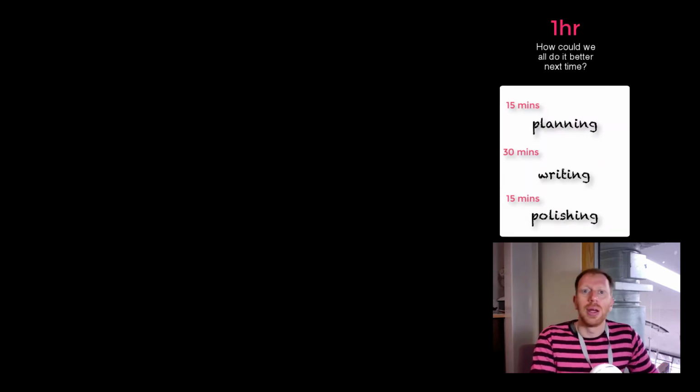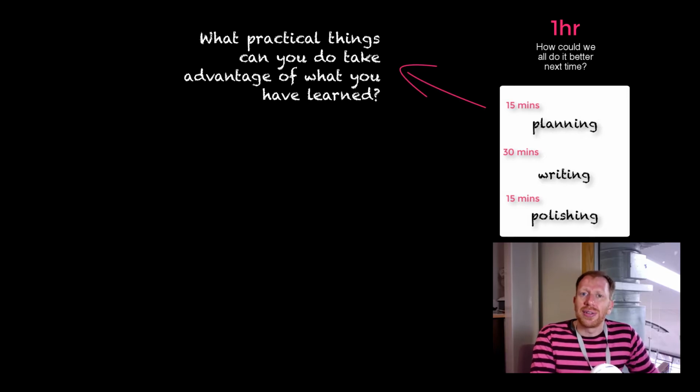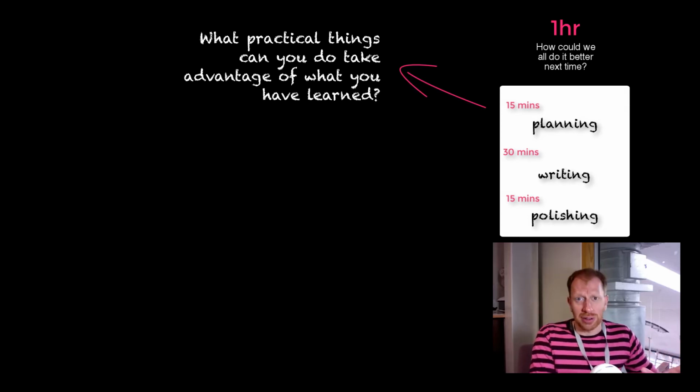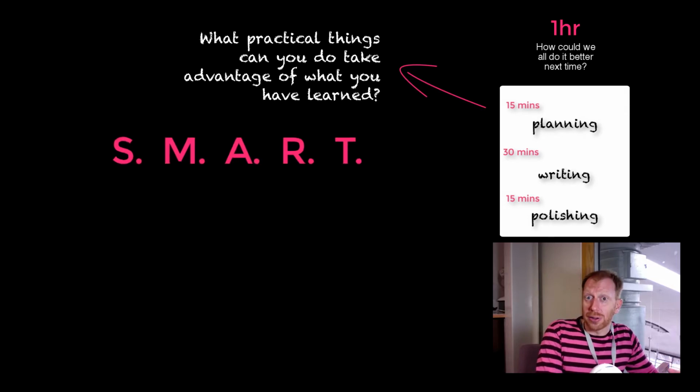Part 4. What practical things can you do to take advantage of what you have learned? It's important to demonstrate that there are realistic and practical outcomes from your reflective practice. After all, without an end product, it's all just talk. When thinking about practical targets, it's often useful to think about them in terms of being SMART.